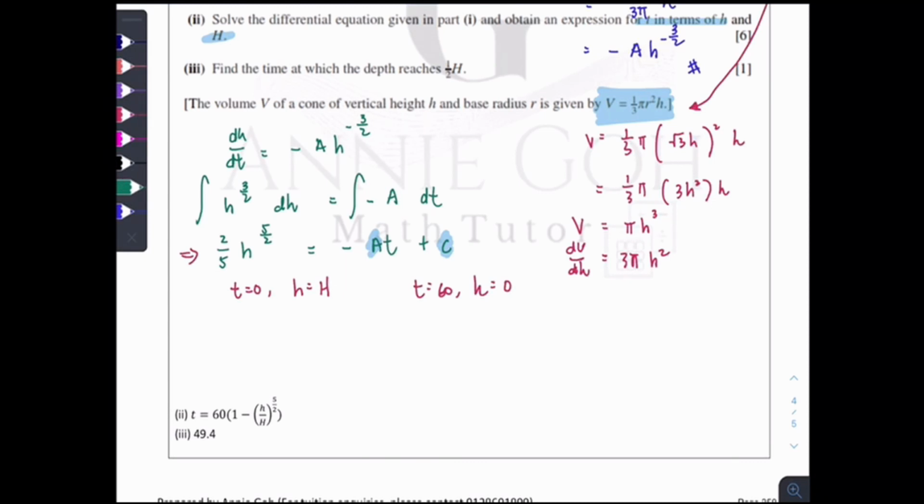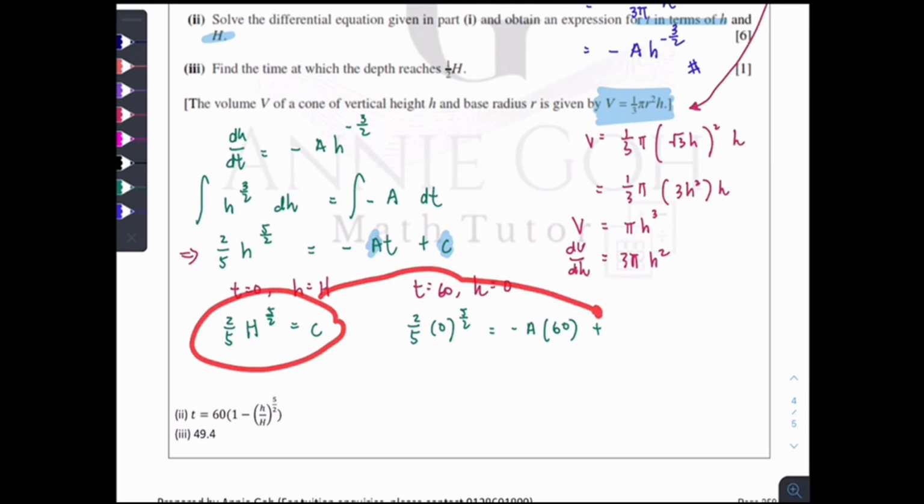First, I'll substitute the first information. 2 over 5 h power 5 over 2 equals 0 plus c. From here, we can find out the c. For the second information, substitute h as 0, so 2 over 5 times 0 equals negative a times t, where t is 60, plus c, and the c is what we have found out here, so we can just sub in the c. Alright, so I'll have 2 over 5 h power 5 over 2 here.